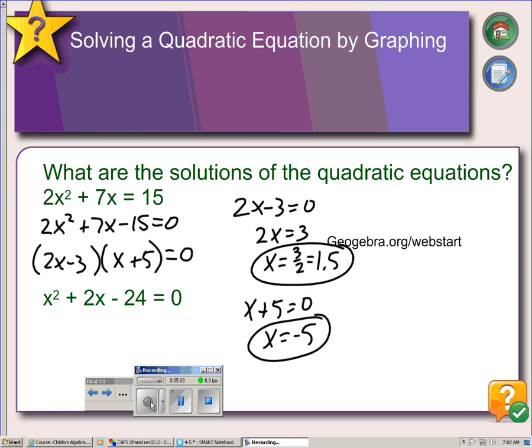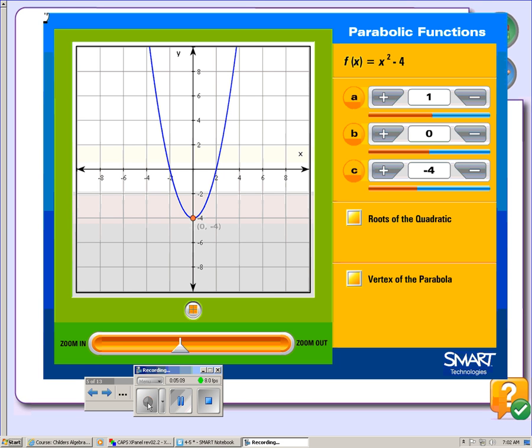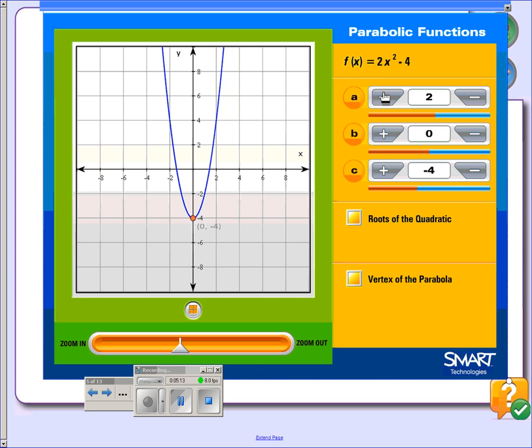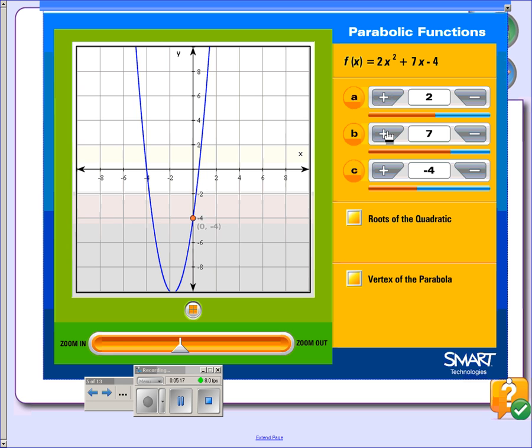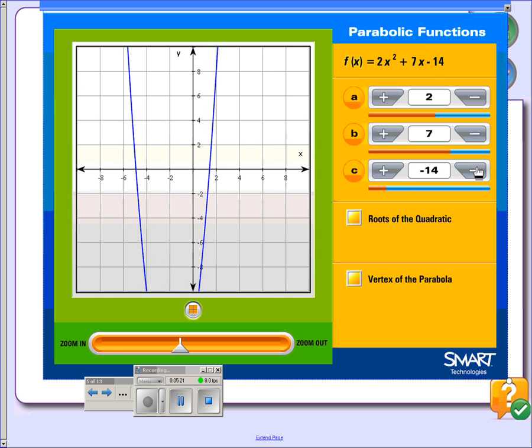We could solve this same equation by graphing. So I'm going to switch to a graph. Okay, so here's our graph. We want to change our equation to say 2x squared plus 7x minus 15. Okay, there's our equation. And looking at the graph here, we get our solutions at the roots.